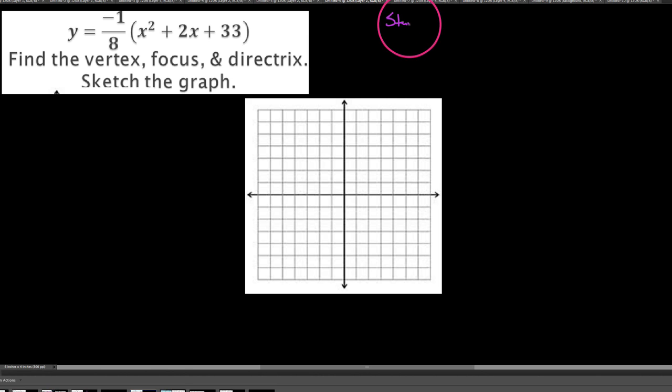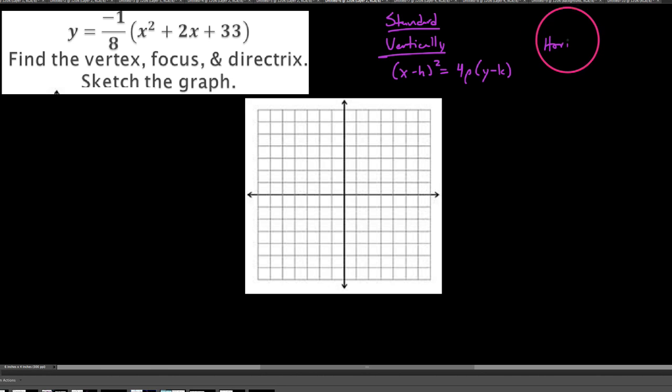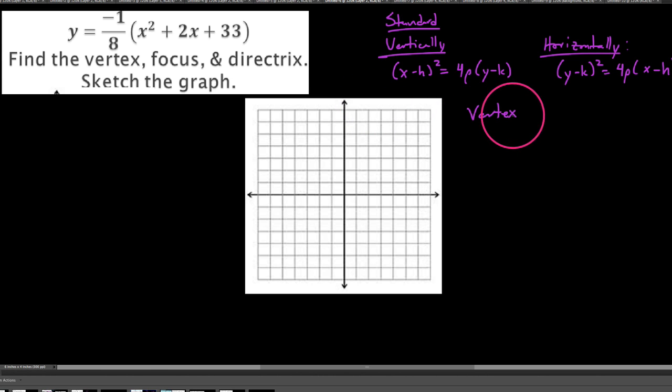So just recalling the standard form of a parabola: if we want a vertically oriented parabola, we would have to have a squared x term. So we have (x - h)^2 = 4p(y - k) to the first. Or if we have a horizontally oriented parabola, then our standard form would be our y term squared, (y - k)^2 = 4p(x - h), where our vertex, remember, is at (h, k), and p is the directed distance from the vertex to the focus.